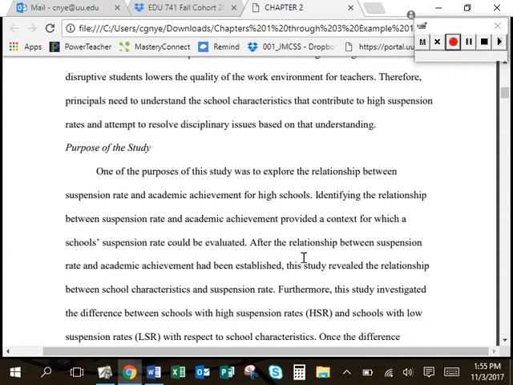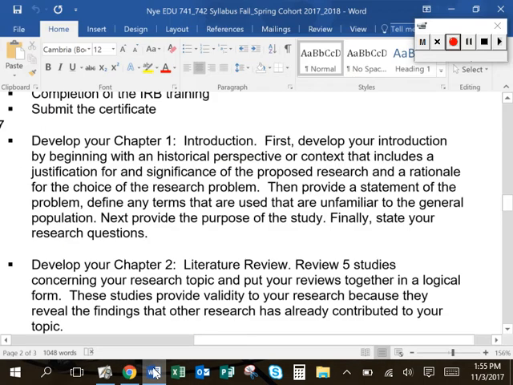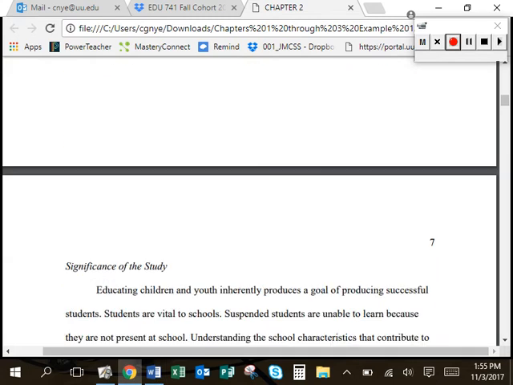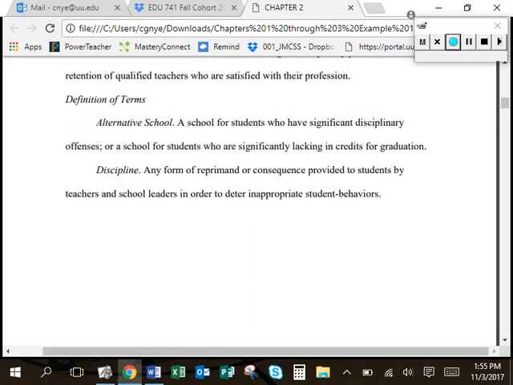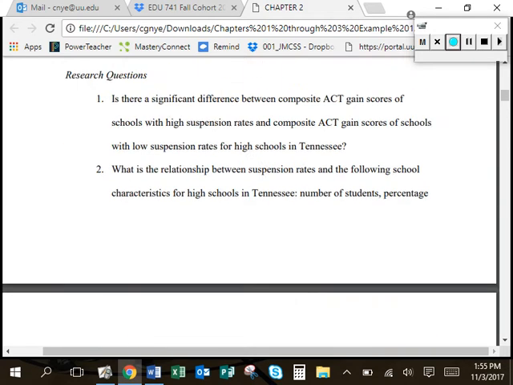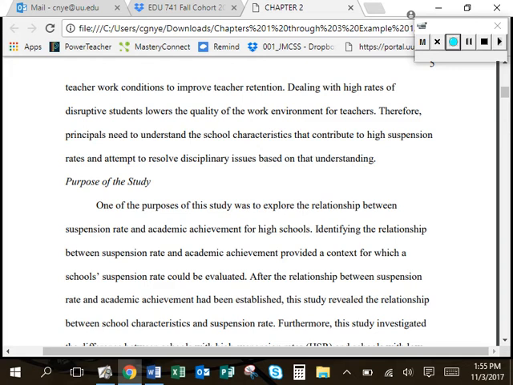Now, of course, on the syllabus, the next element is not the purpose of the study. The next element for you on the syllabus is that you would have any definitions of terms. In the example, those come later, and so you would have to scroll down to the very end to see the definitions of the terms. But you'll put those in here before you give your purpose of the study.